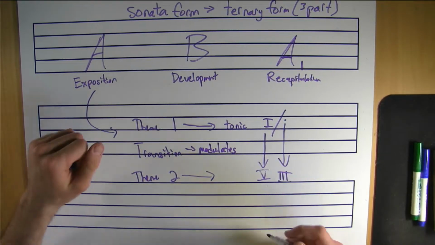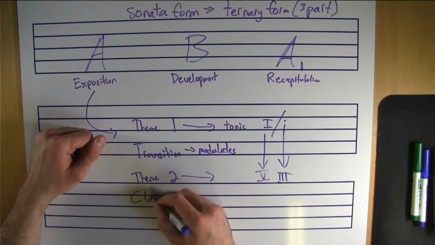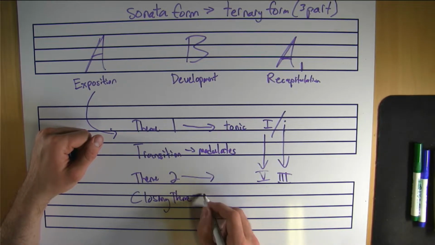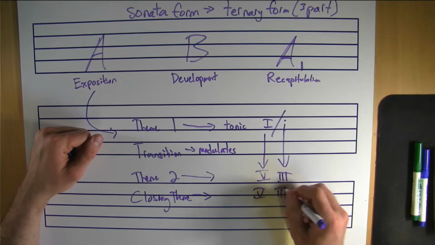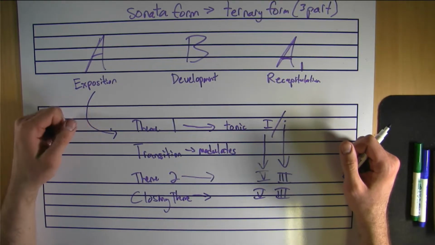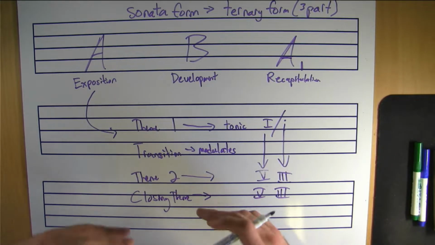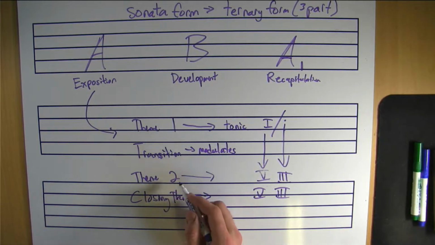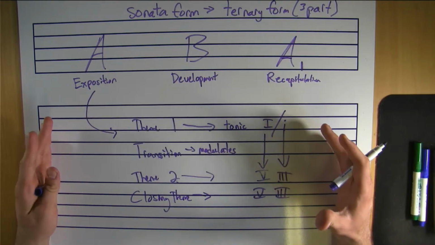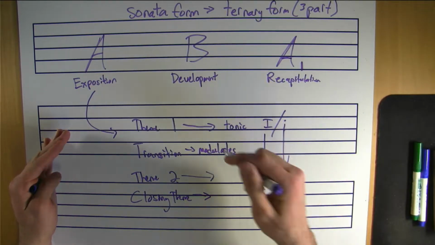And after theme 2, you'll usually have what's called a closing theme or closing material. What this is, it continues to be in either the dominant or the relative major, but perhaps the texture is a little different, or maybe there's a new motive or something else that sets it apart. Maybe there was a cadence at the end of theme 2, and there's a really strong new section, but it's still in the same key area. That's what closing theme is. So at its core, the exposition consists of these four things.